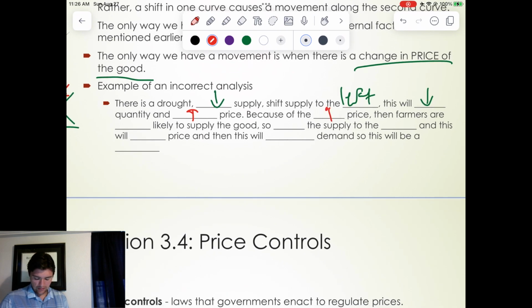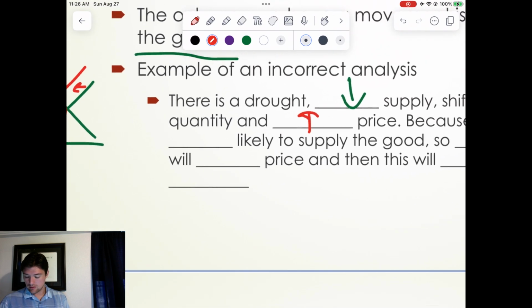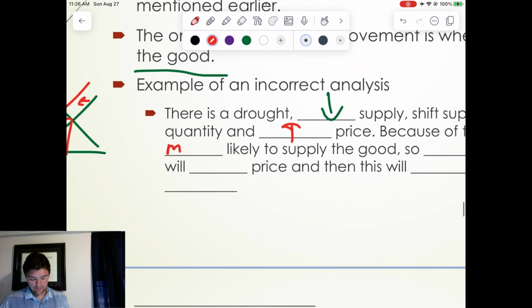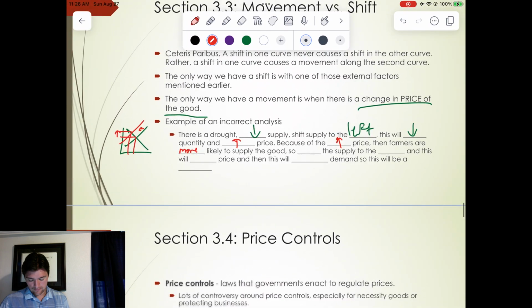Because of the increase in price, then farmers are more likely to supply the good. And you're wondering why more likely? Well, what happened to price? Price would go up, and then it's like, okay, well then they're going to supply more because you can sell it for more. And if you're confused, great. Because this, again, is an incorrect analysis.